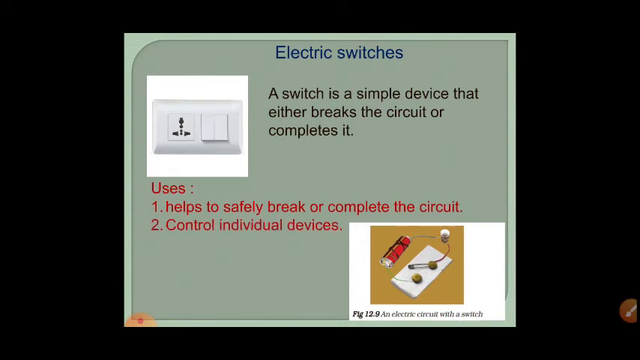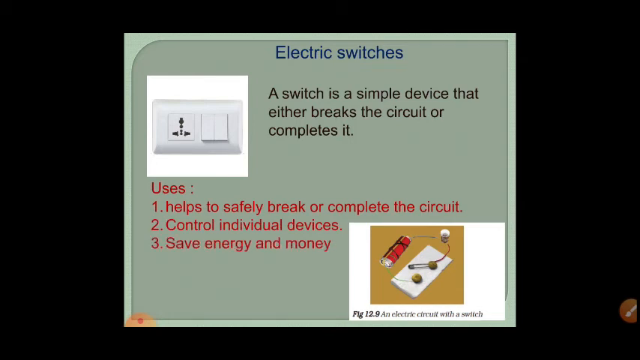In your home, separate switches are there for separate devices. So what will happen if we use one or two switches for all the appliances? The circuit will be more complicated, and there will be chances of misuse or mishandling of the appliances, and they can be damaged also. So separate switches control the individual devices.